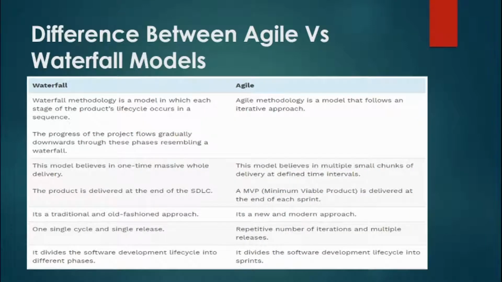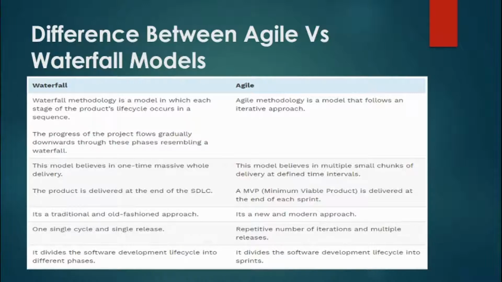Now let's understand the difference between the agile and the waterfall model. The waterfall model is a model in which each stage of the product's life cycle occurs in a sequence, and the agile model follows an iterative approach. The waterfall model believes in one-time massive whole delivery, but agile believes in multiple small chunks of delivery at a defined time interval.